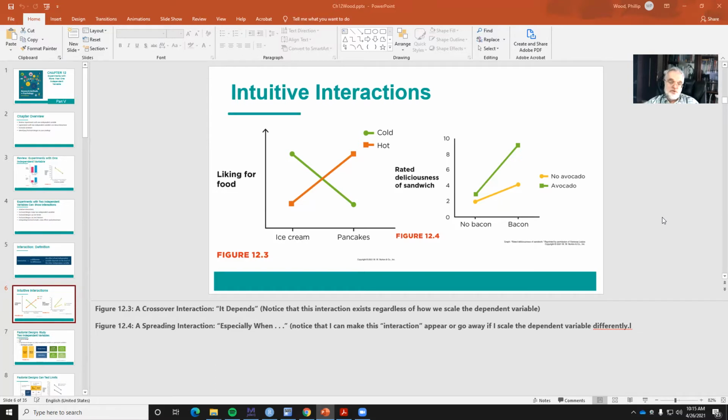generally speaking, you're going to still see that pattern of X in your data, regardless of how you transform the dependent variable. On the other hand, if you have an ordinal interaction, like the one on the right, you can make these interactions appear and go away depending on how you scale the, in this case, rated deliciousness of the sandwich. So in terms of how we think about these things, we're a little bit happier to see these crossover interactions than we are to see these ordinal interactions.